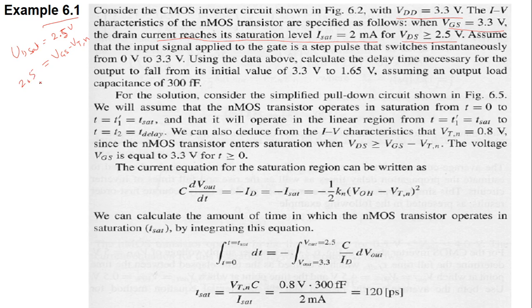From this, VGS is given as 3.3 volts and this is 2.5 volts, so you can find the value of VTN as around 0.8 volts. That is, the threshold voltage comes out to be around 0.8 volts. It says that the load capacitance is around 300 femtofarad, and calculate the delay time necessary for the output to fall from its initial value to this.